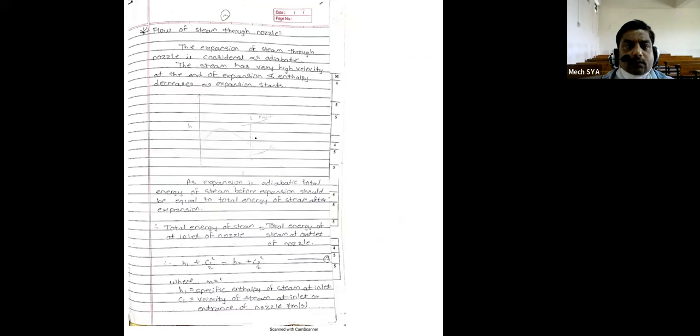Okay. Now we have to discuss flow of steam through nozzle. Asmita, are you getting this slide, flow of steam through nozzle? I have opened the presentation. Is that slide visible? Okay. So now we are going to learn how the steam is flowing through the nozzle, that mathematical expression.